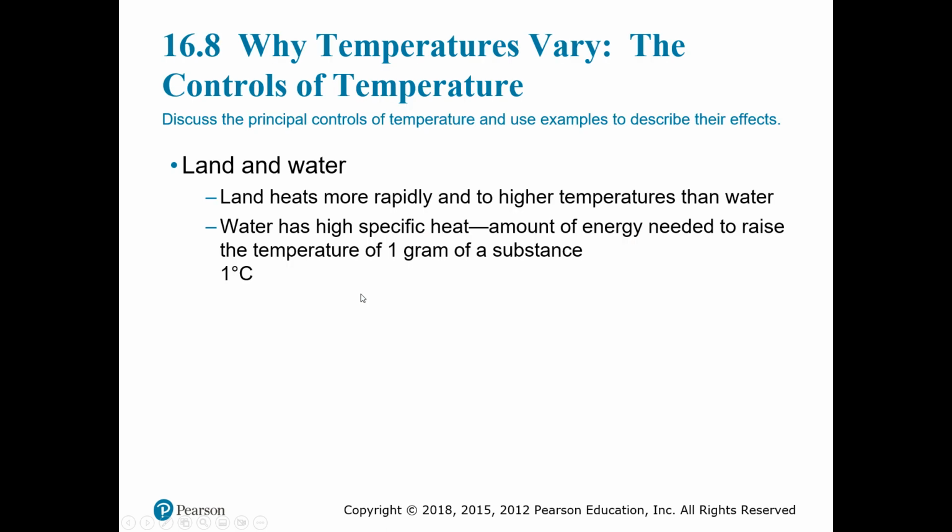Our controls of temperature include what's being heated. For example, is it land or water? Land has what's called a lower specific heat, so it heats more rapidly. And water takes a lot of energy in order to change the temperature of water.